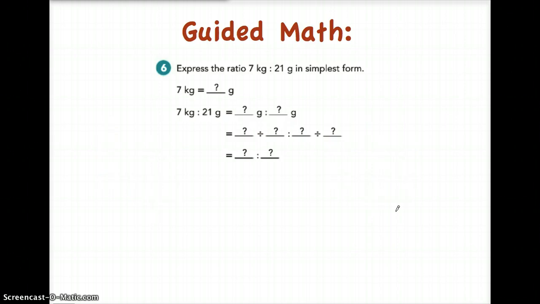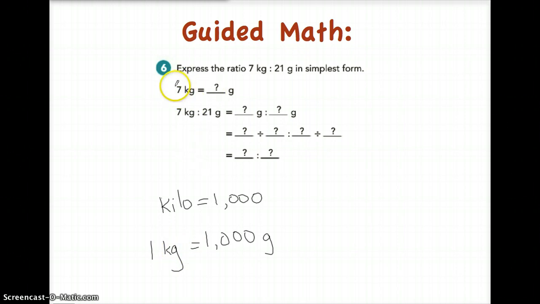Here's a problem. You need to express this ratio, 7 kilograms and 21 grams, in simplest form. Well, we know that kilo means 1,000. So kilo means 1,000. Please write this down. Check your reference sheet. There are 1,000 grams in 1 kilogram, because kilo means 1,000.